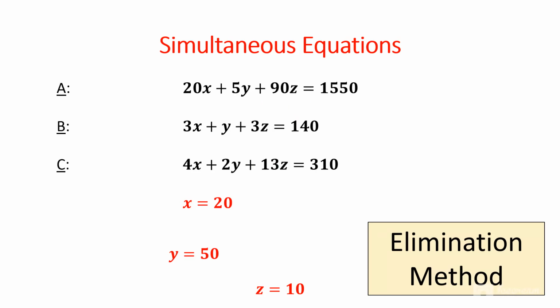So to sum it all up, remember we had our three equations. We used an elimination method to create equations D and E that had no x. We then eliminated y and calculated z and worked backwards to work out y and x. So we know x is 20, y is 50 and z is equal to 10.